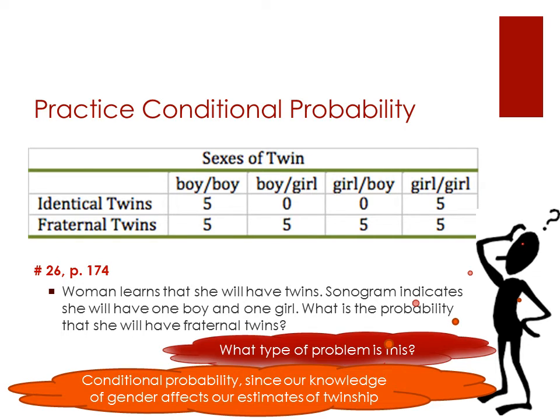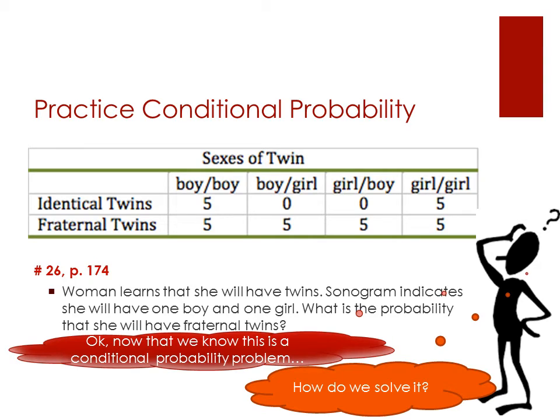This is conditional probability, since our knowledge of gender affects our estimates of twinship. Okay, so when we're looking at this, although I don't have the given then phrase that we've been looking for, notice that we still can read through this and understand that we're having a precluding piece of information, i.e. what the sonogram indicates, that we are then affecting our probability estimates.